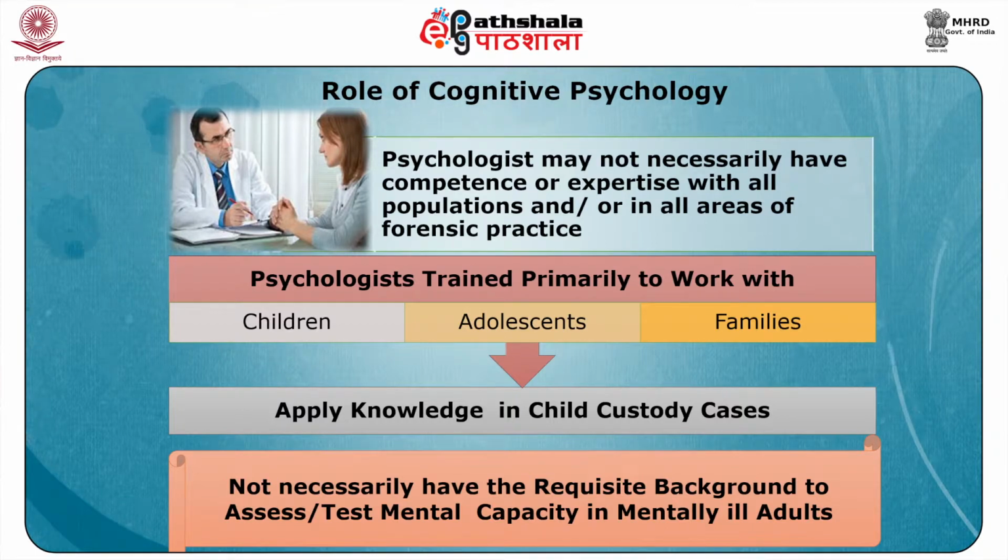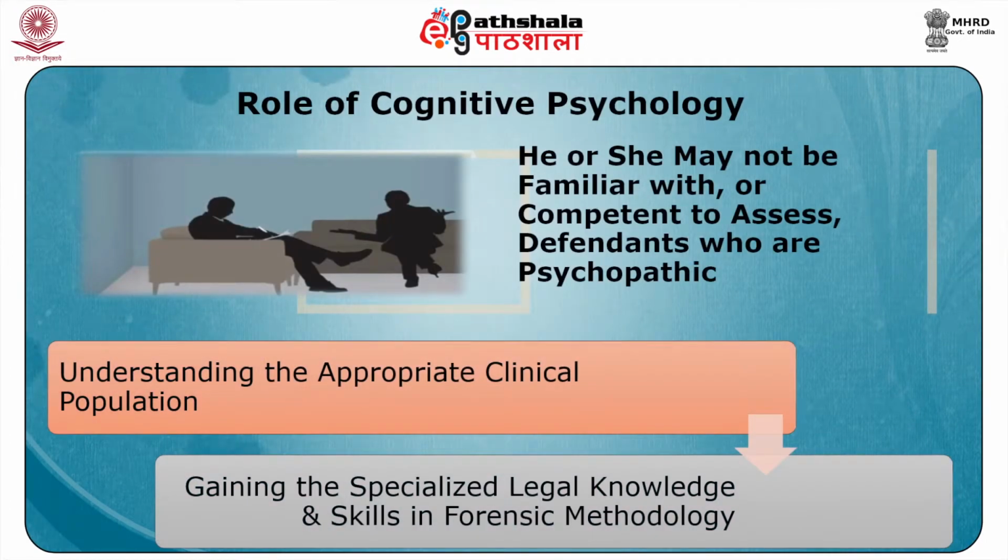For example, psychologists who have been trained primarily to work with children, adolescents, and families may then learn to apply their knowledge in child custody cases, but may not necessarily have the requisite background to assess or test mental capacity in mentally ill adults. Unless the psychologist had trained in a correctional or forensic setting, for example, he or she may not be familiar with or competent to assess defendants who are psychopathic.